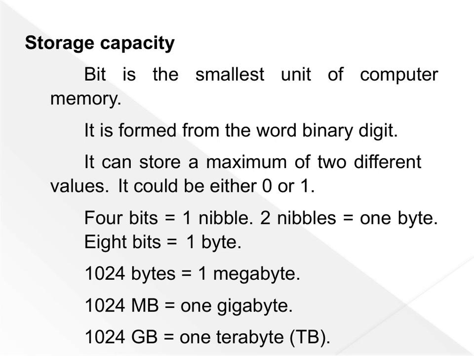As data storage scales up, we move into larger units. For example, 1024 bytes make up 1 megabyte. Then, 1024 megabytes give us a gigabyte, and 1024 gigabytes make up a terabyte. These larger units are how we measure larger storage devices like hard drives and SSDs. Understanding these units is essential because it helps us grasp the capacity of storage devices and how much data we can save or process. It all starts with that tiny bit, but it quickly adds up to the massive storage capacities we're familiar with today.